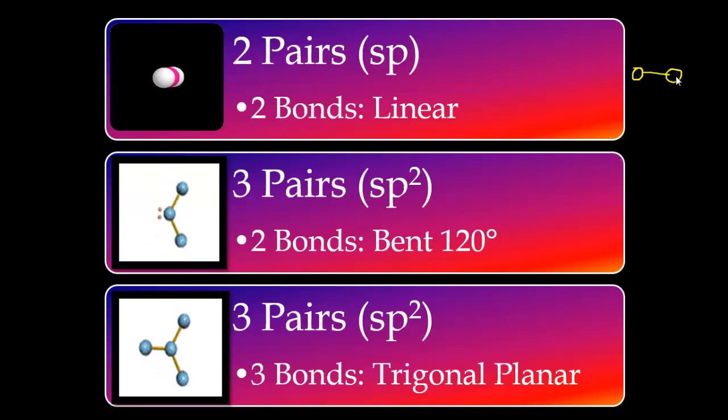So let's start with two pairs. We're going to have S and P overlapping. If you had one pair, it's just going to be S overlapping. So we have two pairs, we have S and P, we have two bonds, and it's going to make a linear molecule. Let's move on to three pairs.